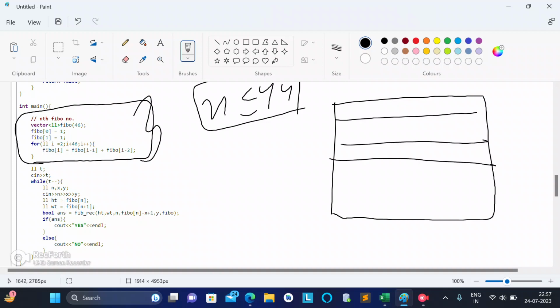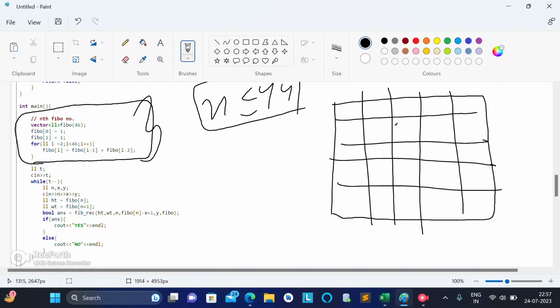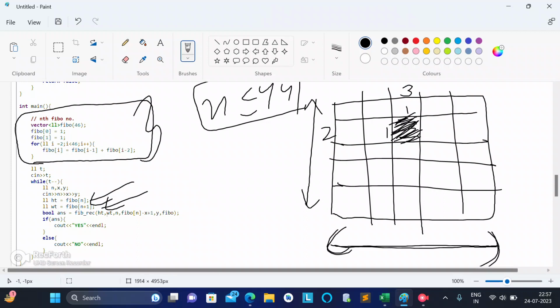See, this is very important to understand. Suppose we are given 2 and 3. 2 cross 3 is the cell which is initially painted, of size 1 cross 1. So what I have done here is I marked the height as Fibonacci of n. We know that the height is Fibonacci of n. Then the width I marked as Fibonacci of n plus 1.